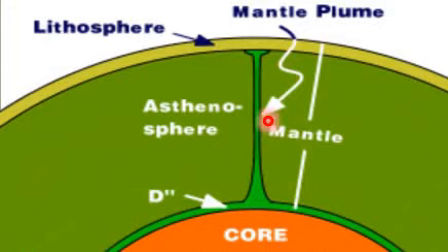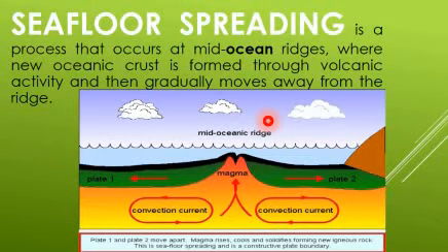Next is sea floor spreading. So dahil nga sa different geological process na nangyari sa ating planet Earth, syempre yung ating sea floor din ay nagmo-move. So sea floor spreading is a process that occurs at mid-ocean regions where oceanic crust is formed through volcanic activity dahil sa paggalaw ng lupa, dahil sa paggalaw ng volcano. Ano nangyari dito sa ating crust? So yun nga, nabubuo.